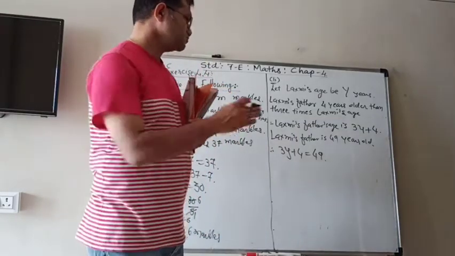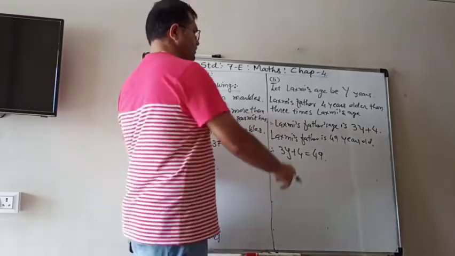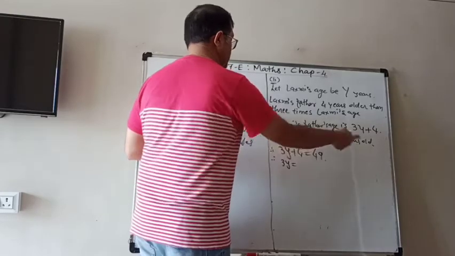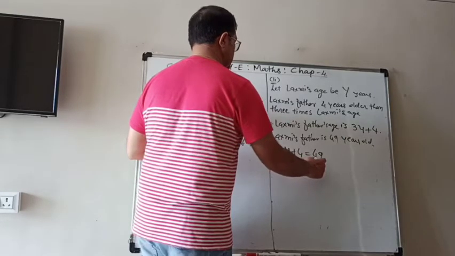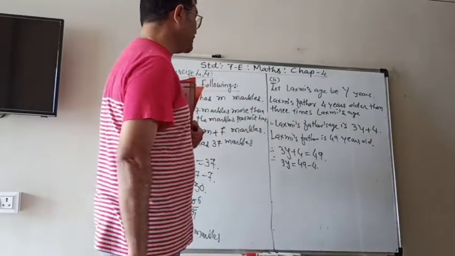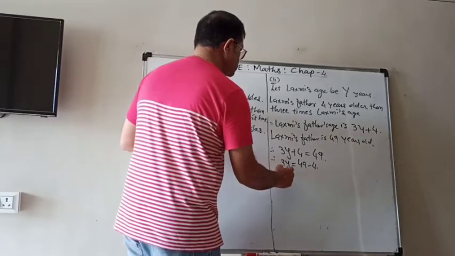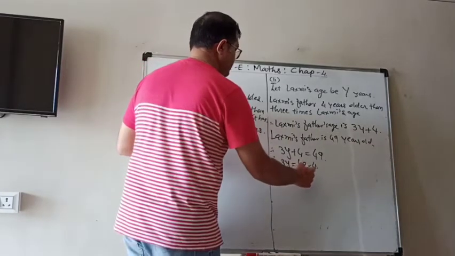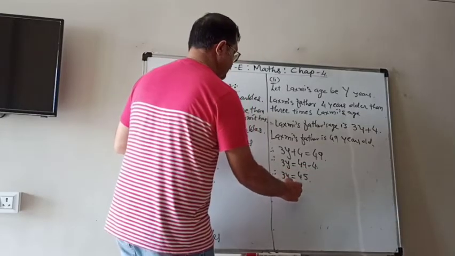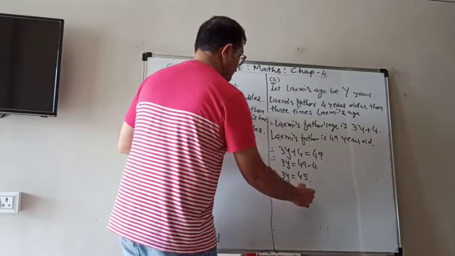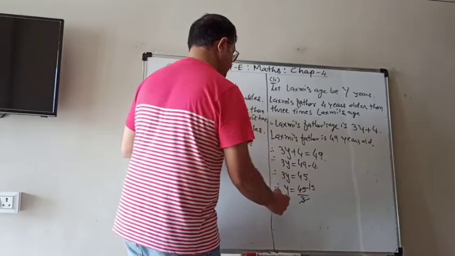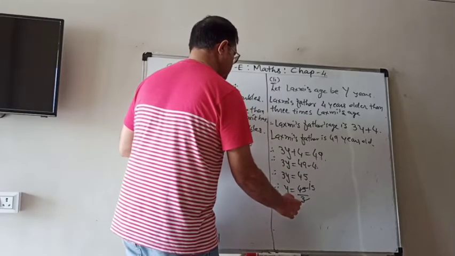Now simple. We have to do the transposing. Therefore 3y is equal to, now plus 4 will become minus 4 when it is transposed to the RHS from LHS. So 3y is equal to 49 minus 4, which is 45. Therefore y is equal to 45 divided by 3. 15 3s are 45. Therefore y is equal to 15.